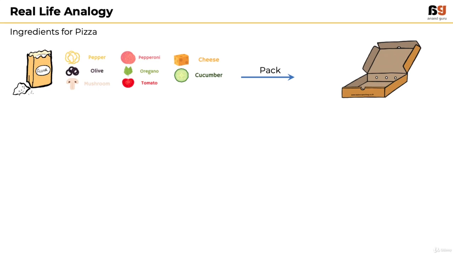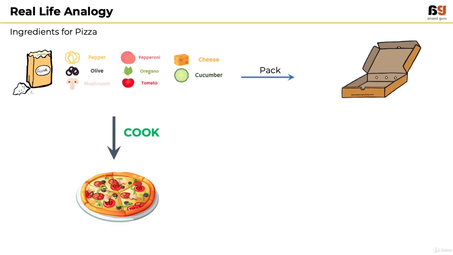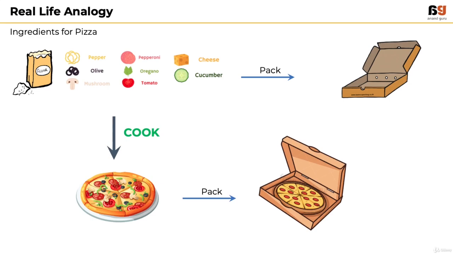All these ingredients need to undergo a process of cooking to get the ready to eat pizza. Now, the restaurant can pack this pizza and deliver it to the end customer, who can directly consume it without having to know how to cook. So the important step in converting the ingredients into a pizza is cooking.